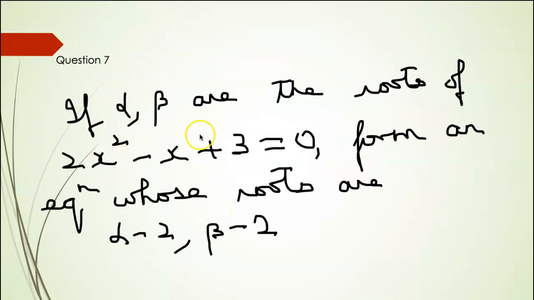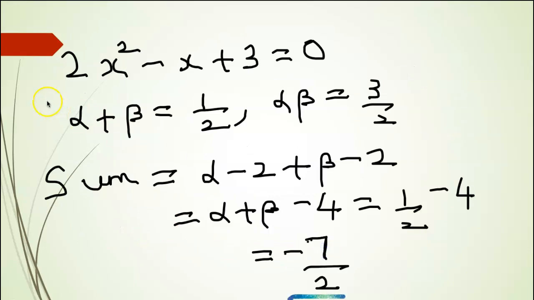Next question, if alpha, beta are the roots of 2x squared minus x plus 3 equal to 0, form an equation whose roots are alpha minus 2 and beta minus 2. So again we are using the same thing, alpha plus beta is minus b by a, which is half, alpha into beta is c by a, which is 3 by 2. So your sum is alpha minus 2 plus beta minus 2, that is alpha plus beta minus 4, which is half minus 4, which is minus 7 by 2.